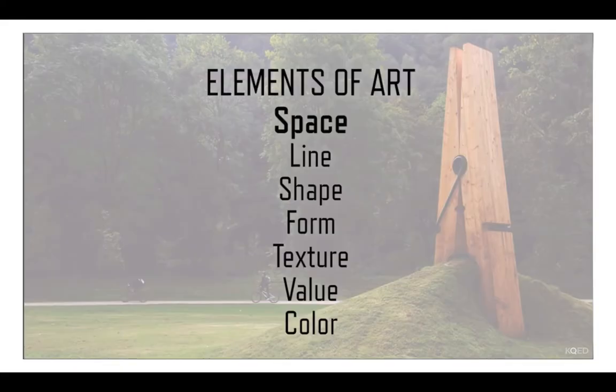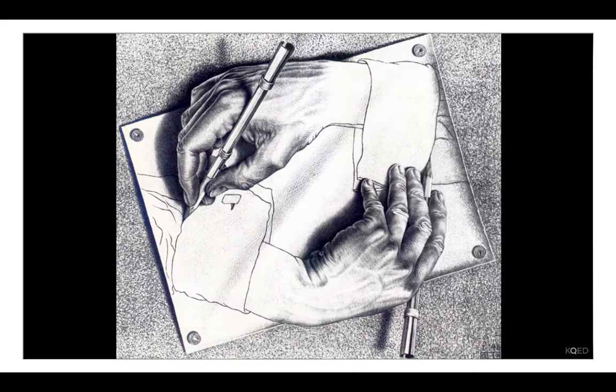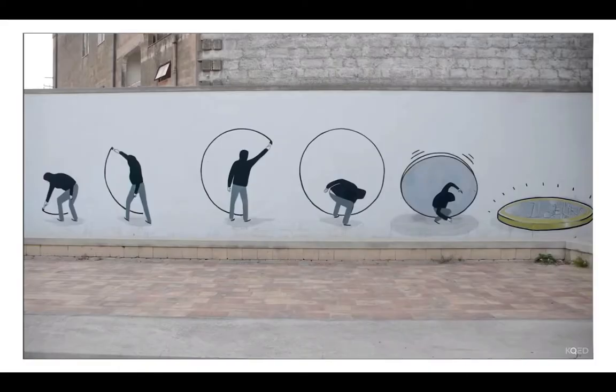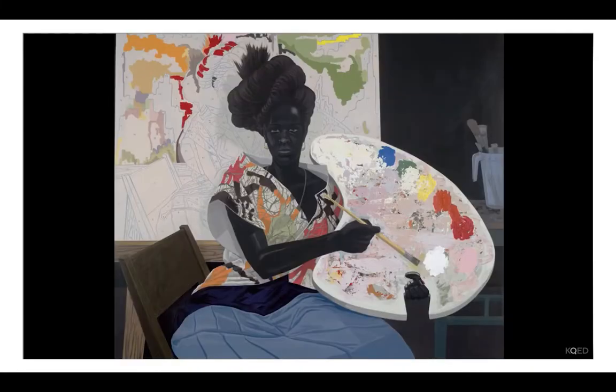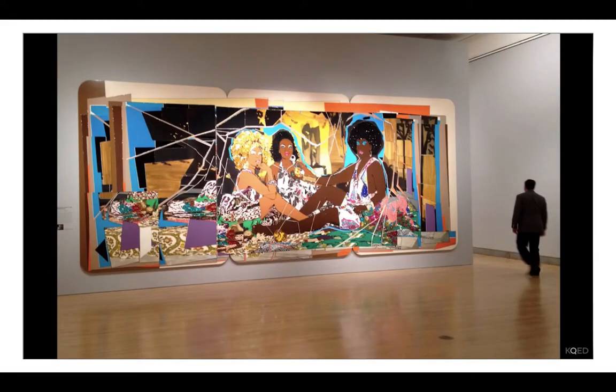Space is one of the 7 elements of art, along with line, shape, form, texture, value, and color. Space is the area in which an artwork is organized. It encompasses the area within a work of art and can also include the area immediately outside of and around a work of art. In paintings, drawings, and other two-dimensional work, the space of an artwork is usually contained within the borders of the paper or canvas it's made on.